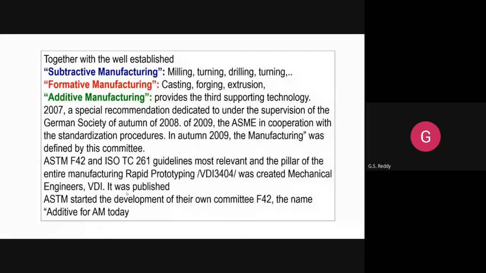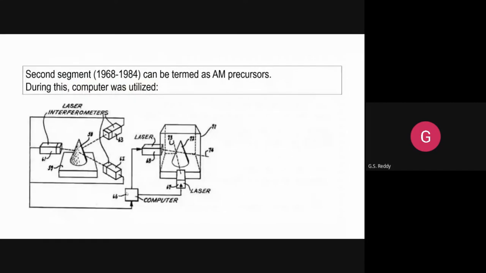Okay, this is the ASTM definition. In the morning, another resource person was talking about this definition from ASTM F42: what is additive manufacturing or 3D printing? Here, I would like to spend one minute on this.